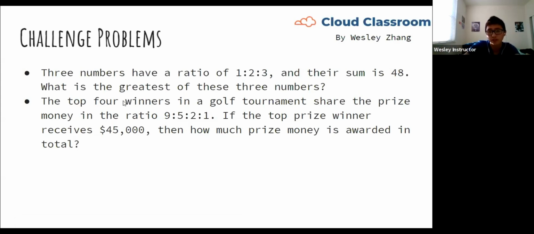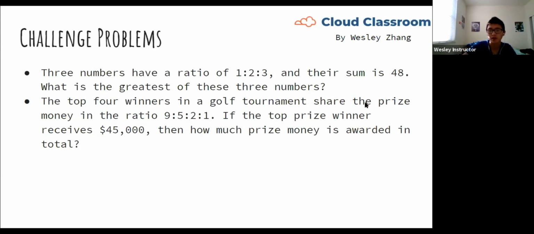The top 4 winners in a golf tournament share the prize money in the ratio 9 to 5 to 2 to 1. If the top prize winner receives 45 grand, then how much prize money is awarded in total? So we want the ratio of the first place prize money to the total prize money. So 9 will be the first place prize money, and we add all these numbers up to get the total prize money. So that gives us a ratio of 9 to 17.